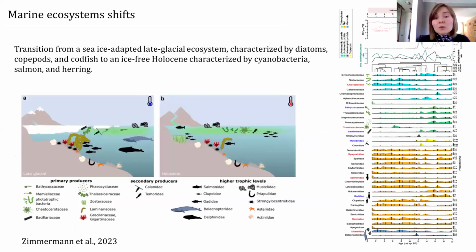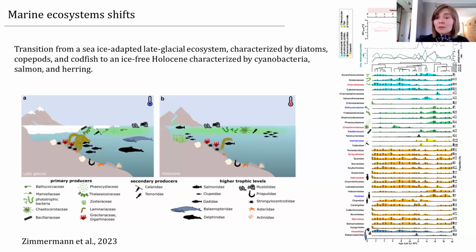Also, it was possible to reconstruct marine ecosystem shifts. Here, I don't want you to interpret this graph. I just want to show you the diversity and how many different groups we can record in a sedimentary record. This is the record from the Arctic, from a sediment core. Here are presented only planktonic organisms.